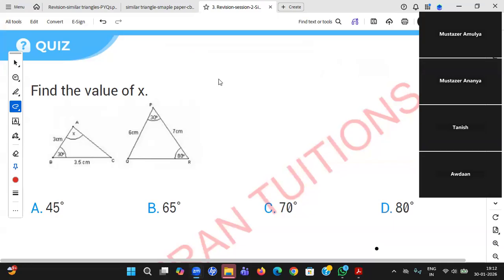Okay, so students, I gave one trick. Whenever you are able to see two angles, please calculate the third angle and keep it aside. You may or may not require it.